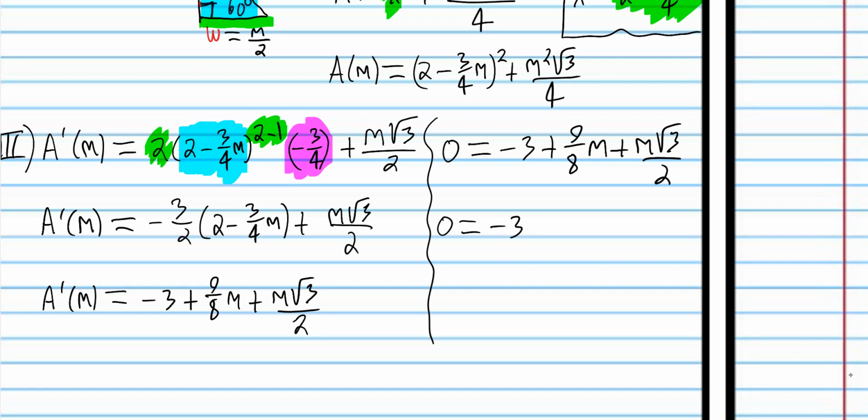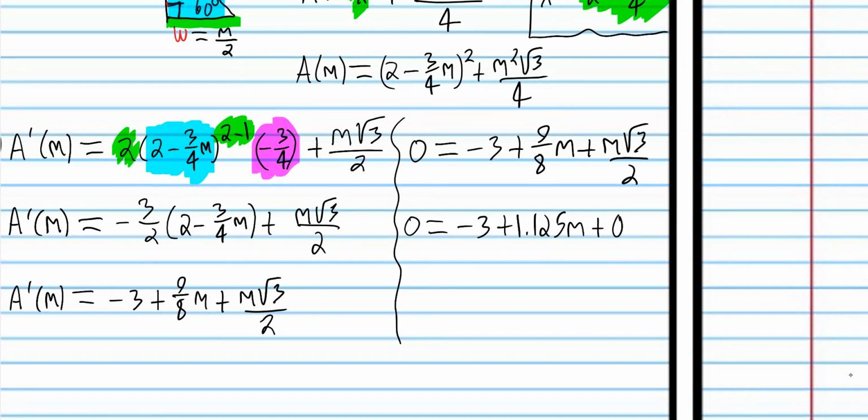So 9/8 is 1.125, and root 3/2 is 0.866. So now you can see all we're doing is just adding those like terms. You see the yellow like terms? You just add those together. And so if we do that, we get 1.991.